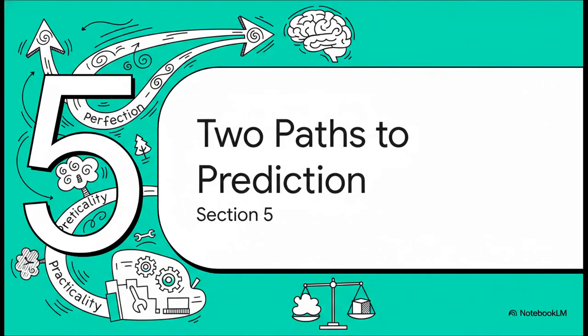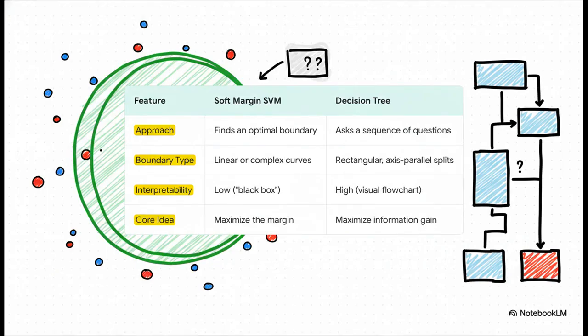So we've just looked at two completely different ways of thinking about how to solve classification problems. Let's put them side by side for a final comparison to really see what makes them tick. So on one side you have the soft margin SVM. It's all about geometry. Its mission is to find the single best line or curve to separate the data. And its core idea is to make the street between the data as wide as possible, even if it means a few errors. The results are powerful, for sure, but they can also be really hard to understand. It often feels like a black box.